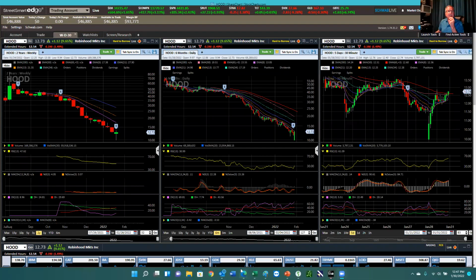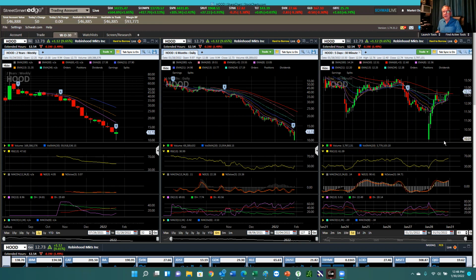Interesting thesis. Yeah, could be a crazy idea. Who knows? Let me share and I'll show you what the chart is. And this is using your account. This is Schwab Street Smart Edge, which I've set up for you. This view has a weekly view on the left, a daily view in the middle, and then a 30-minute view on the right-hand side. And on the 30-minute, you can see what happened on Friday.